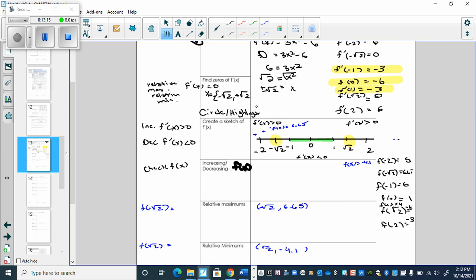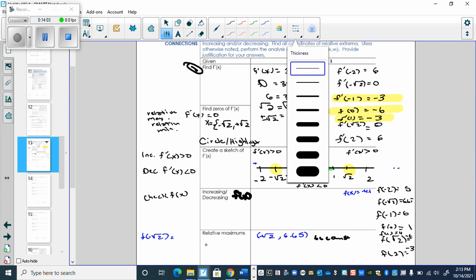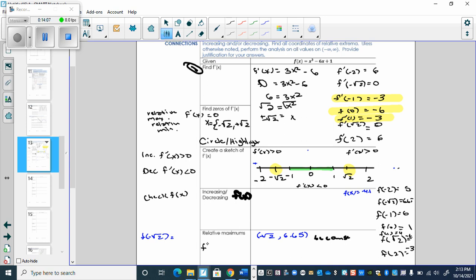Now, why does it have a relative maximum? Let's look at what's happening to f prime of x. I'm going to erase some things real quick. So here's the thing. Positive relative maximums occur when f prime of negative square root of 2 is a 0 for f prime of x.